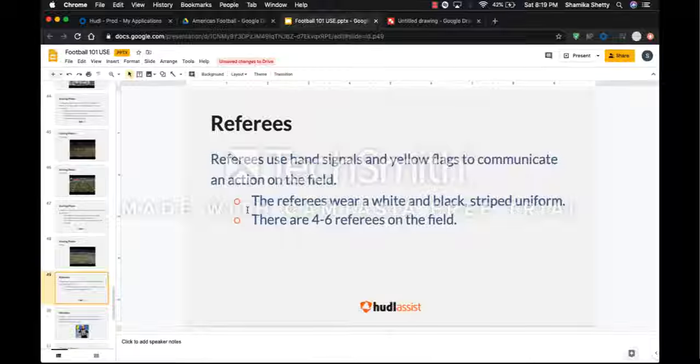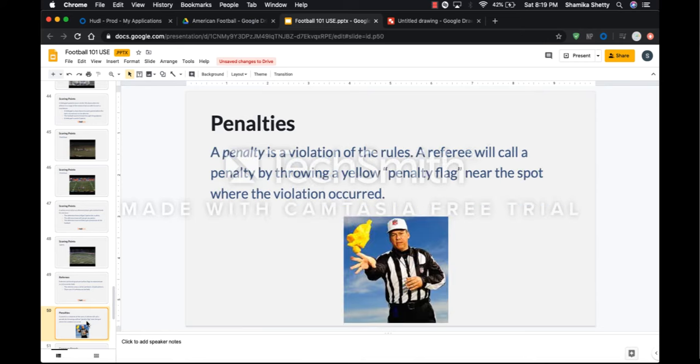Let's come back. Usually there are 4 to 6 referees on the field. This is just basic information about referees and how they look and what they have in their hands. So the yellow flag that we talk about, usually referees throw the yellow flag to indicate a penalty. Penalty is a violation of rules. Either of the teams can do a violation. Whenever any team does a violation, a flag is thrown and it is clearly visible on the field. Hence the yellow color. A referee will call a penalty by throwing a yellow penalty flag near the spot where the violation occurred.